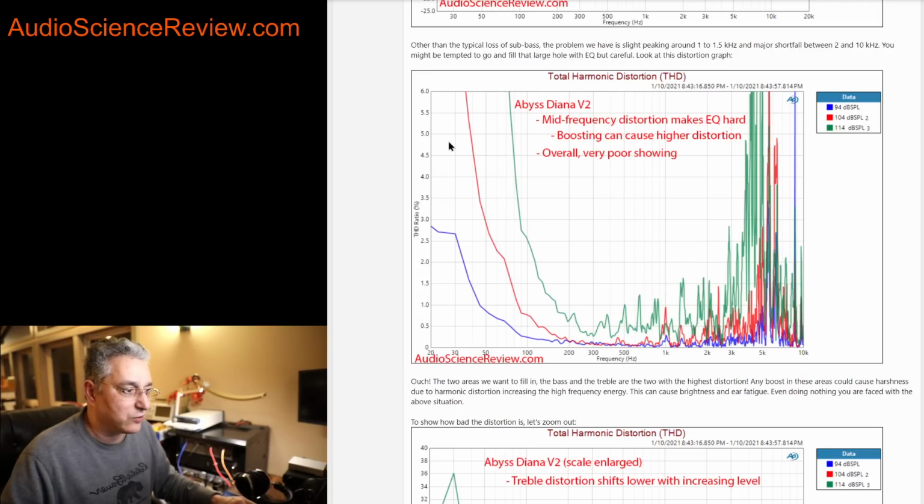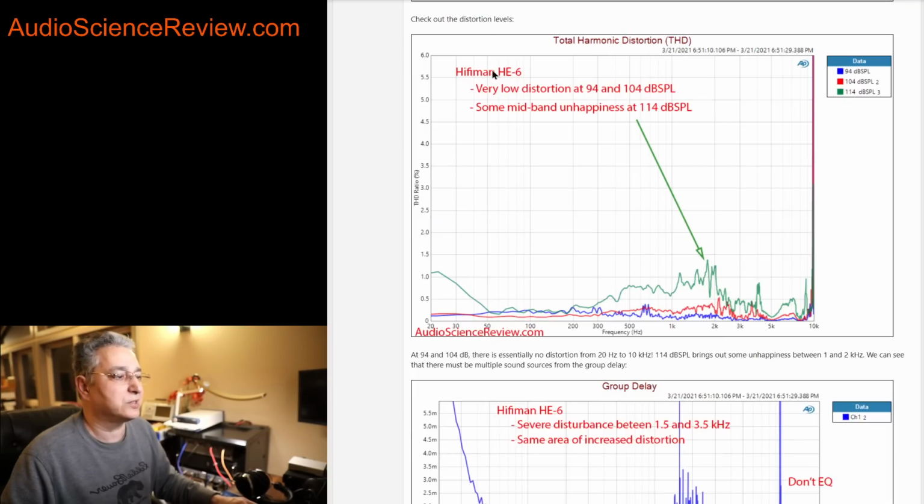A lot of headphones have this kind of sloping up distortion in bass. Now, this is good for us because, as I explained, we want to boost the bass. So if we take our 94 dB and add 10 dB to it, we only get up to here. So we're still extremely low distortion with this Hifiman HE-6.